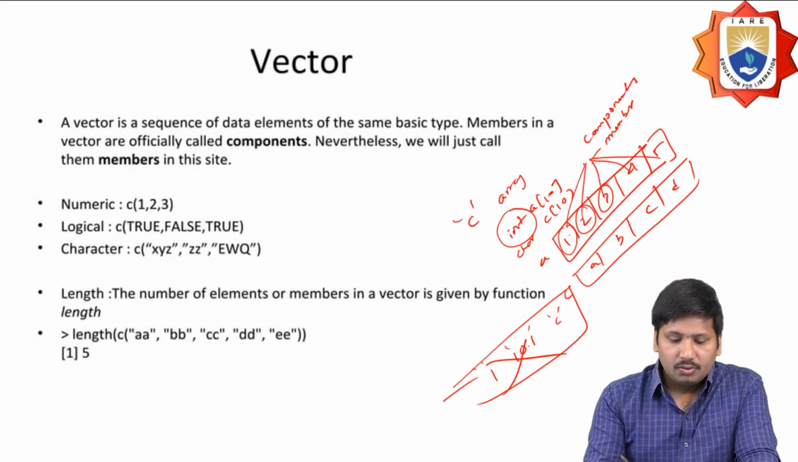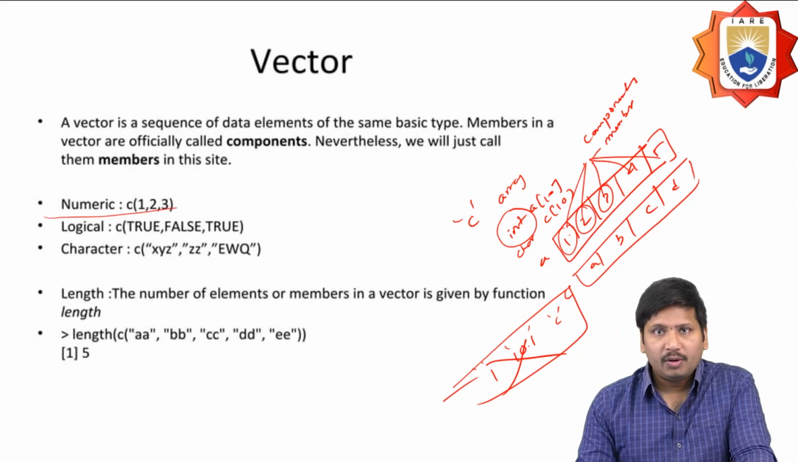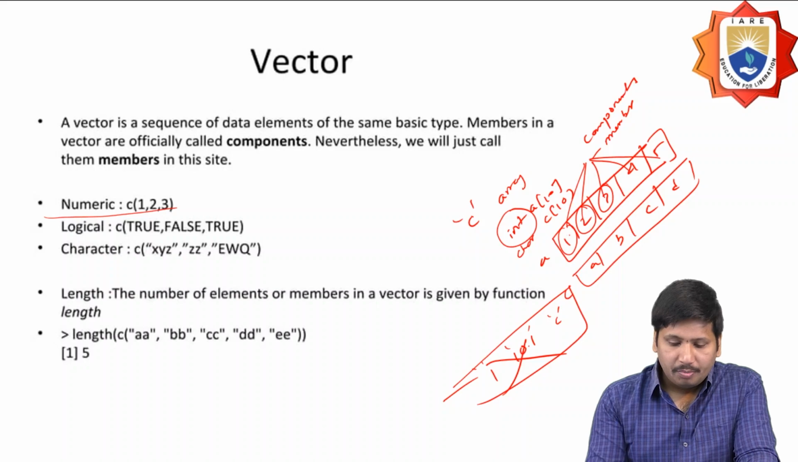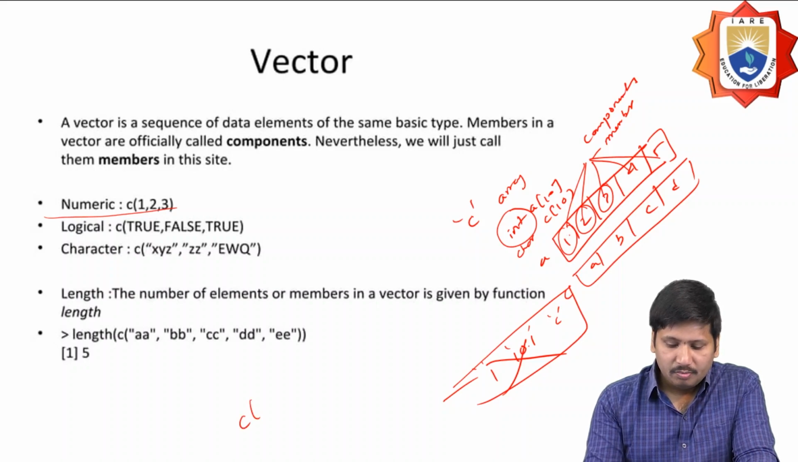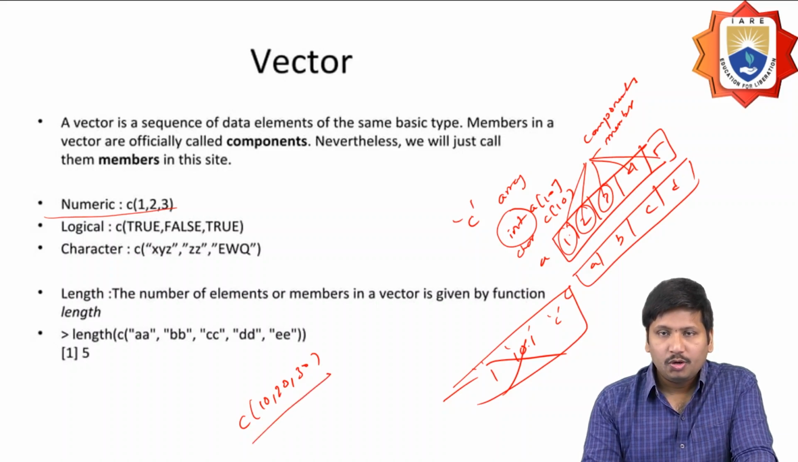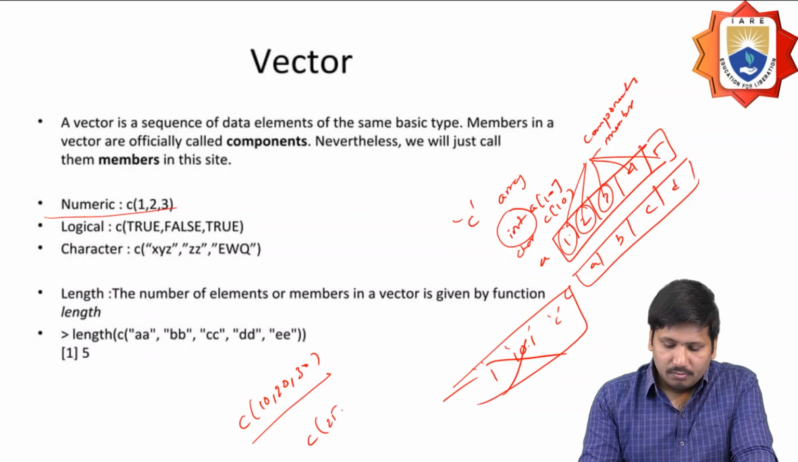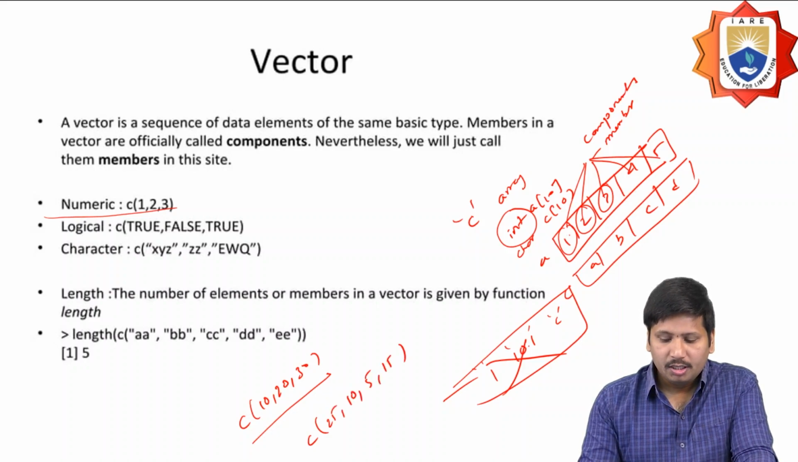How we create a numeric vector, logical vector, and character vector in R programming, we'll see now. Here I'm creating a numeric vector. Numeric means numbers like 10, 20, and 30. So this is a numeric vector, and another vector like 25, 10, 15. This is another numeric vector.